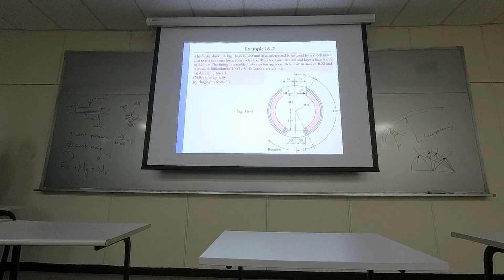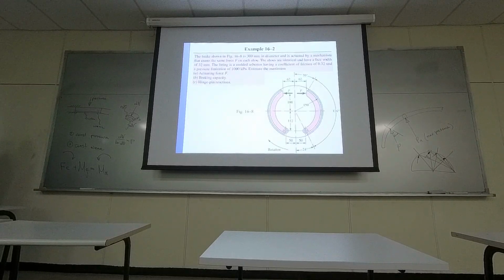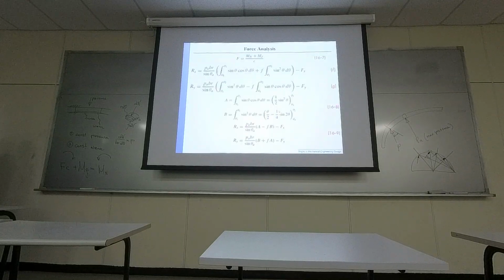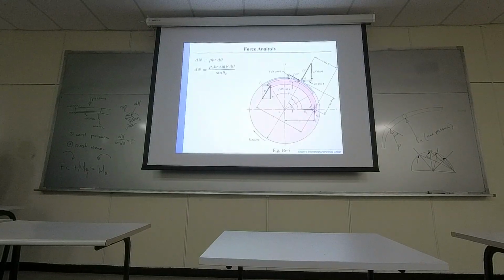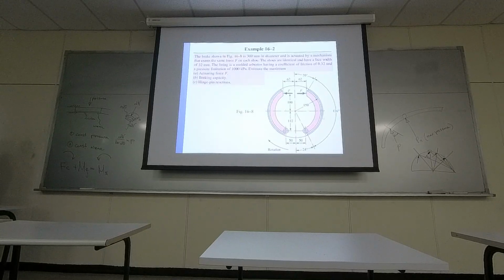Okay, so let's take a look. So from geometry, first they try to calculate distance A. Distance A is the distance from this joint to the center. So from geometry, basically this is A.